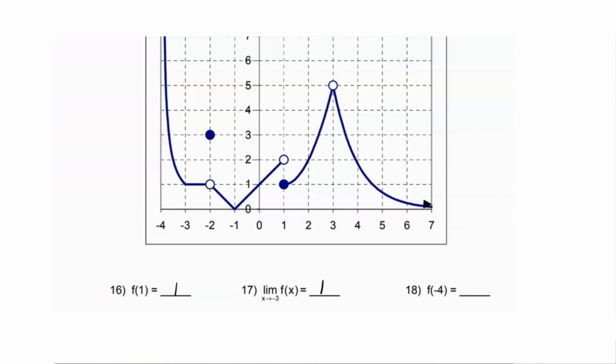And then the final problem, we have f of negative 4. They told us that there is a vertical asymptote at negative 4. So in this case, f of negative 4 is undefined.